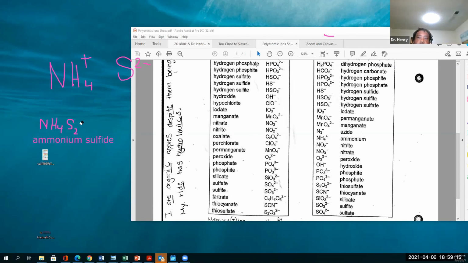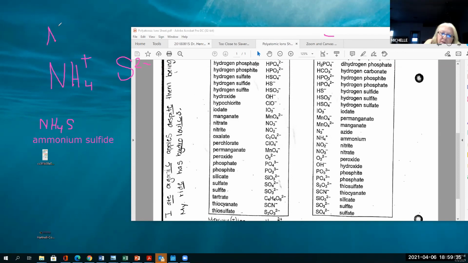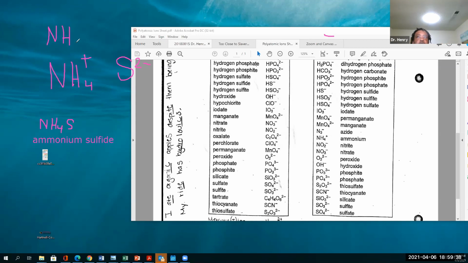What about the NH4? That's only a plus charge. Is that balanced? No. So how many do I need to balance it? Since this is a plus and that's a 2, I need 2 of these. So I would write it as NH4 in parentheses, with a 2, and then S.